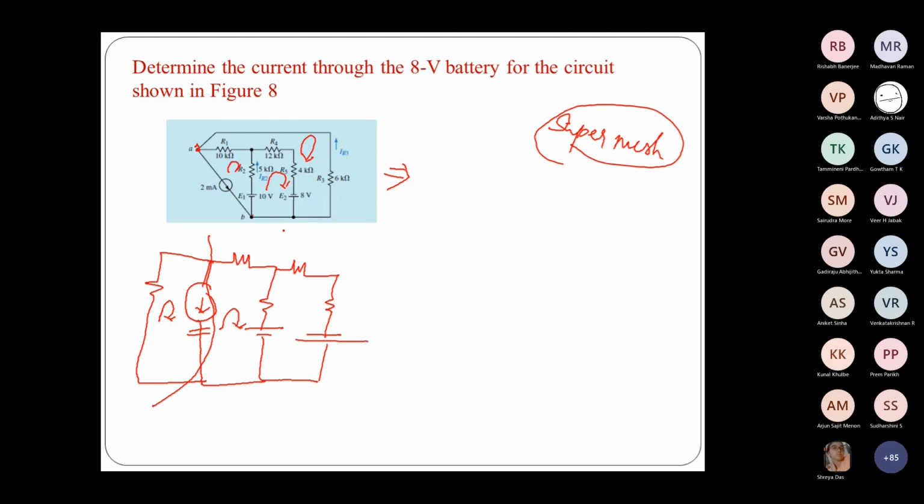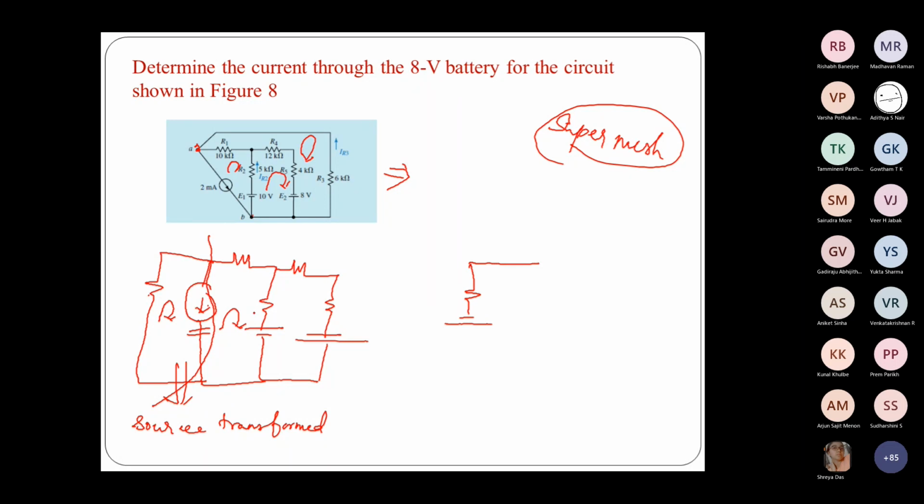Now we'll go for a normal mesh analysis. I combine this current source in parallel with the resistance and just apply the source transformation. What is source transformation? Any voltage source can be converted into its equivalent current source. Similarly, a current source can be converted to its equivalent voltage source. Now, this current source in parallel with the resistor can be converted to a voltage source in series with the resistance. Current direction is very important. Since it's the downwards direction, it is minus to plus. And then I'll connect this resistor.